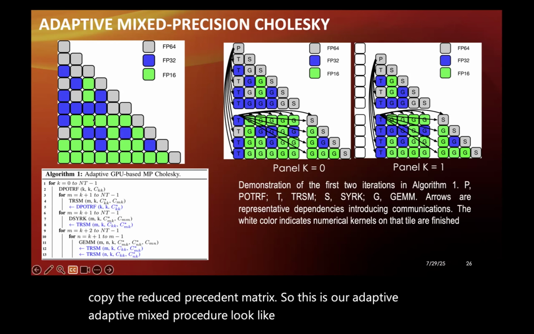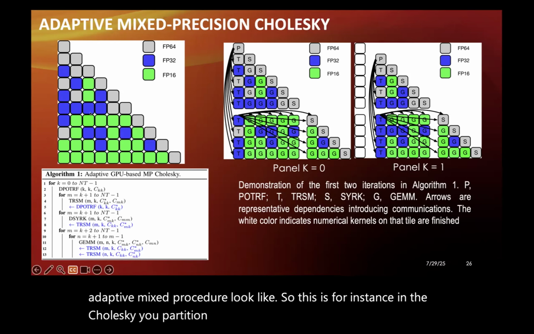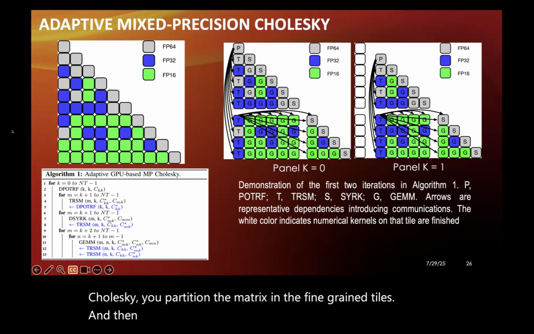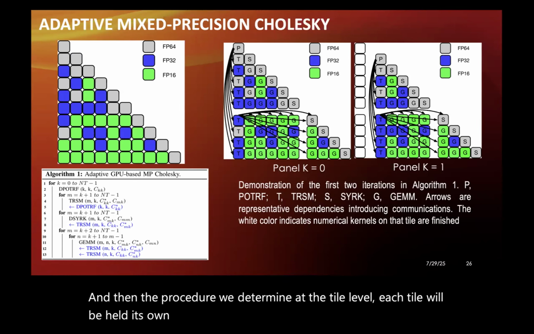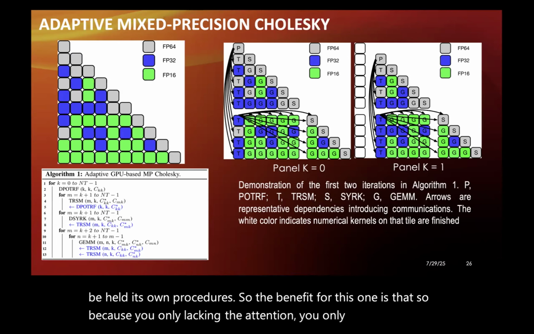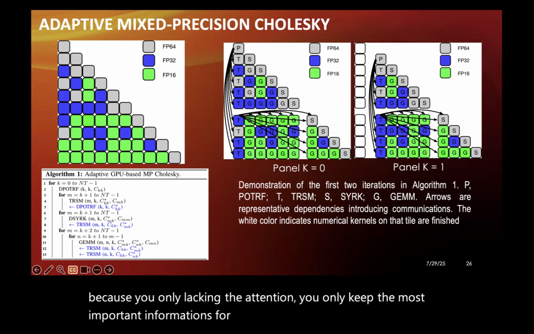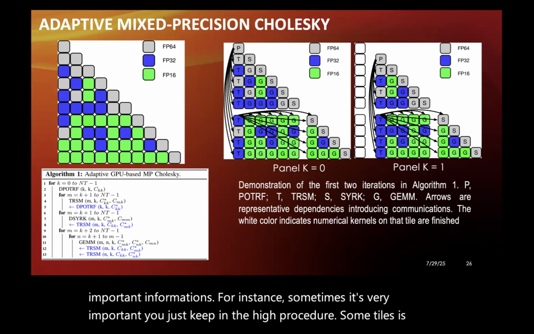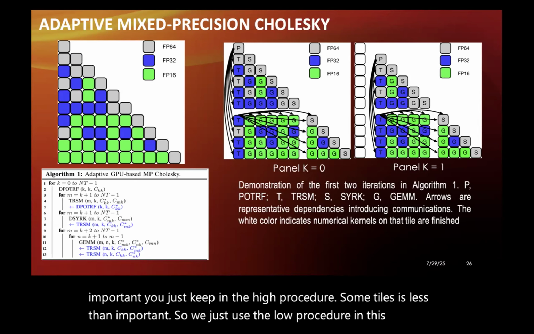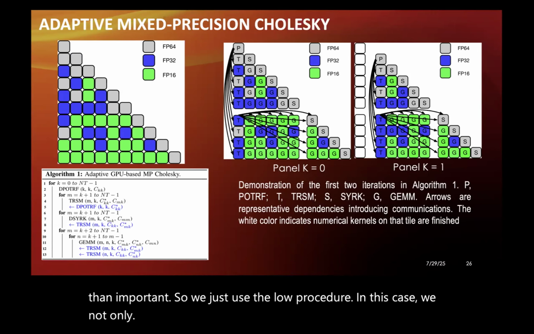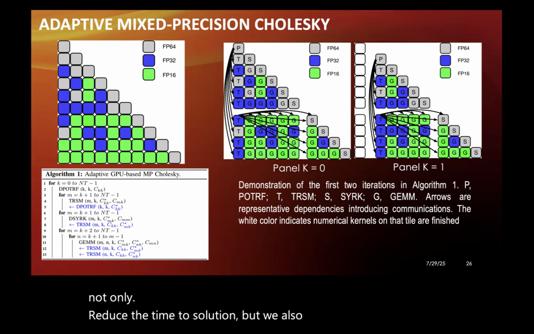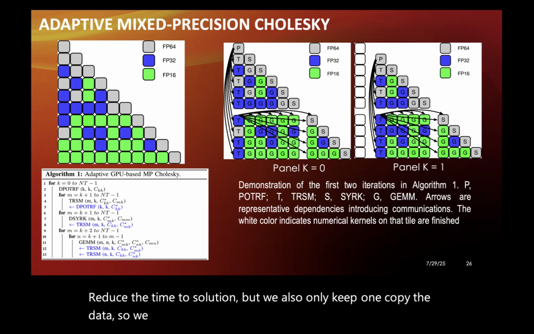For instance, in Cholesky, you partition the matrix into fine-grained tiles, and the precision is determined at the tile level. Each tile has its own precision. The benefit is that you only keep the most important information. Some tiles are very important, so we keep them in high precision. Some tiles are less important, so we just use low precision. In this case, we not only reduce the time to solution, but also keep only one copy of the data, so we also reduce the memory requirement. I will not give more detail about that.